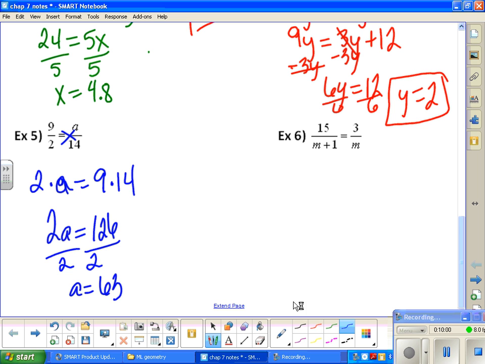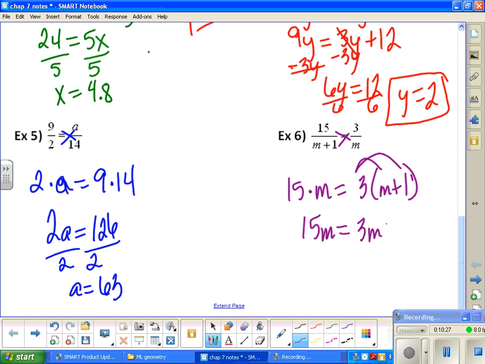Okay, and the last one, we're going to go ahead again and cross multiply. I get 15 times m equals 3 times m plus 1. Again, I'm putting the m plus 1 in parentheses because I want the whole thing to be multiplied by 3. 15 times m is 15m equals, distribute your 3m plus 3.